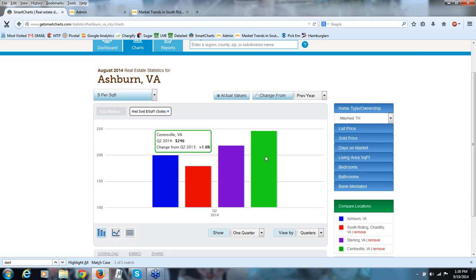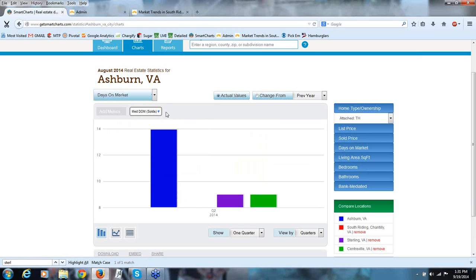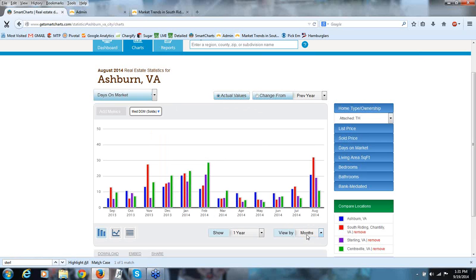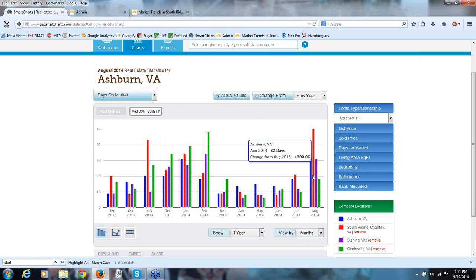So that's just an example of using compare locations to help set the geographic context of how the market's moving. I could quickly switch this to show where homes are selling quickest. Days on market in South Riding was only 8 days in the second quarter. And I can also change this to show by months, to see all these areas have started to move up as we've gotten away from the spring market. So that's an example of using the compare locations.